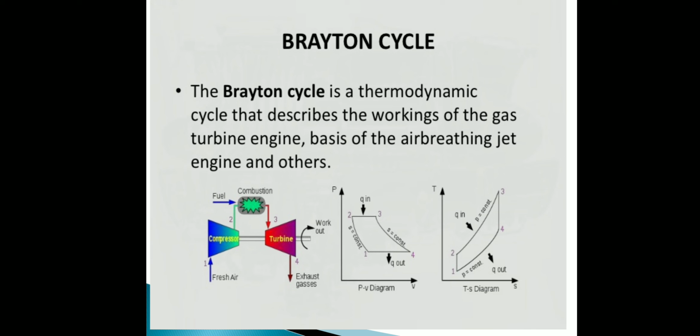Now in the graph, 1 to 2 is a constant entropy process, or isentropic process; 2 to 3 is a constant pressure heat addition process; 3 to 4 is the isentropic power stroke, where you get power from the turbine. Then 4 to 1 is heat rejection, or exhaust. The corresponding T-S diagram we can see.